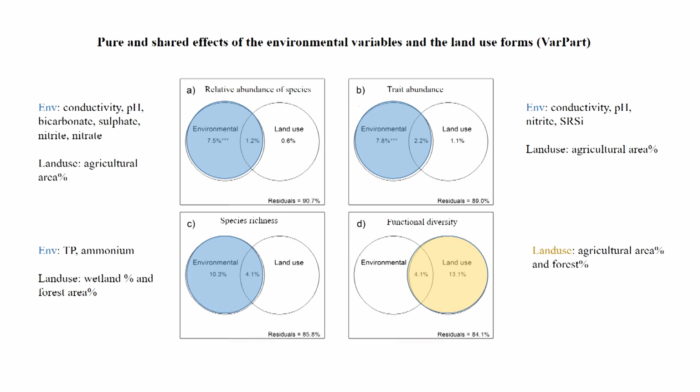The variation partitioning analysis revealed the significant pure effect of the environmental variables in the case of the relative abundance of the species, the trait abundance, and the species richness, in contrast with the functional diversity and functional richness, where the land use had a significant effect. This land use means that the agricultural area and the proportion of the forest area were the most significant factors which had an effect on the functional diversity.